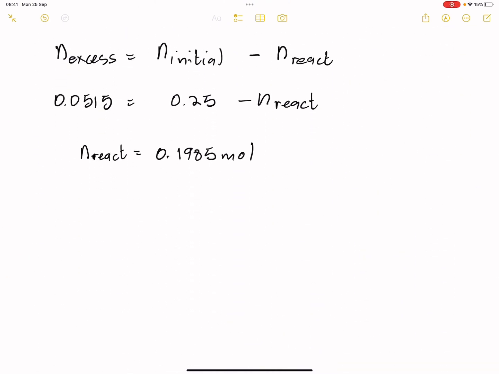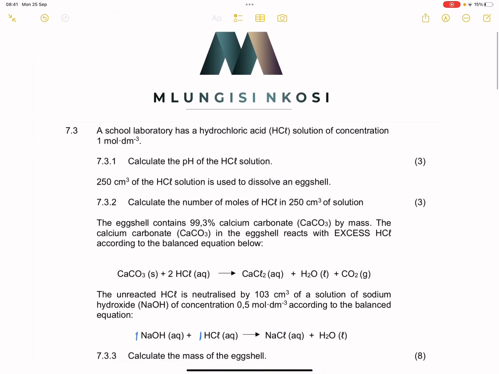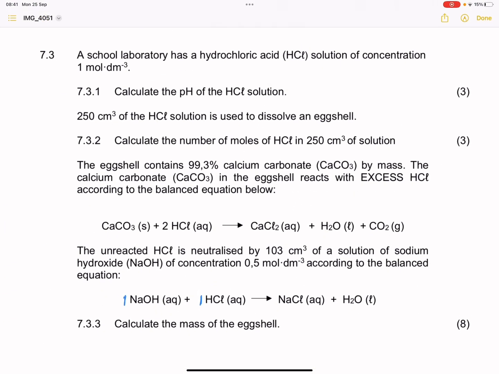given me a percentage purity, right? Now, what did the hydrochloric acid react with? It reacted with the calcium carbonate in the eggshells. So let me find out the mass of calcium carbonate in the eggshells. So I'm going to look at the reaction of the calcium carbonate.